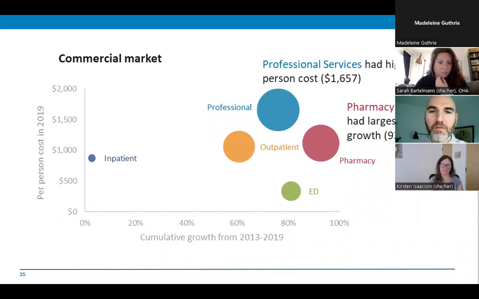So it's the growth in professional services that is driving most of the overall cost growth in the commercial space. Pharmacy is pretty large too, although smaller than professional. And then outpatient is sizable. Inpatient and ED are very small relative to the others.